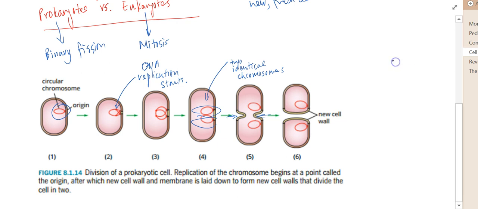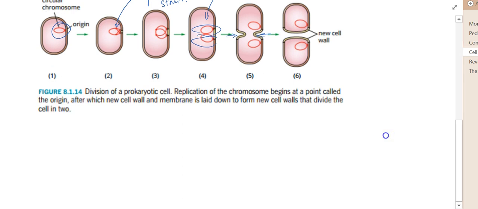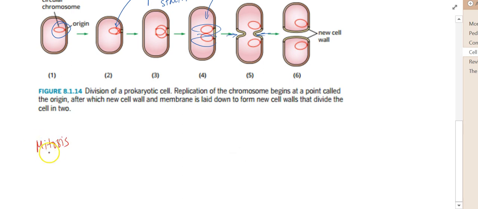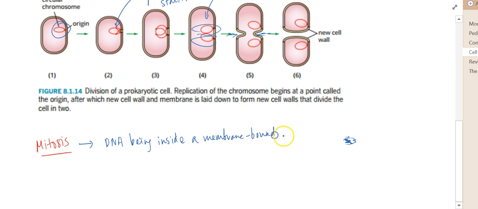Now, mitosis is a lot more complex than binary fission, for a couple of reasons. First, we have DNA inside a membrane-bound organelle. That means the DNA is wrapped inside a membrane. So it's more complex in terms of how you release that DNA from the membrane-bound organelle, divide it into two new cells, and then reform that membrane-bound organelle in the two new cells, because DNA must be bound within a membrane. So that's one of the issues.